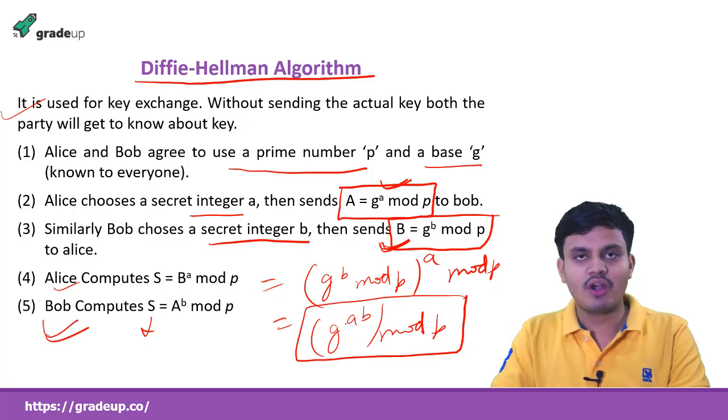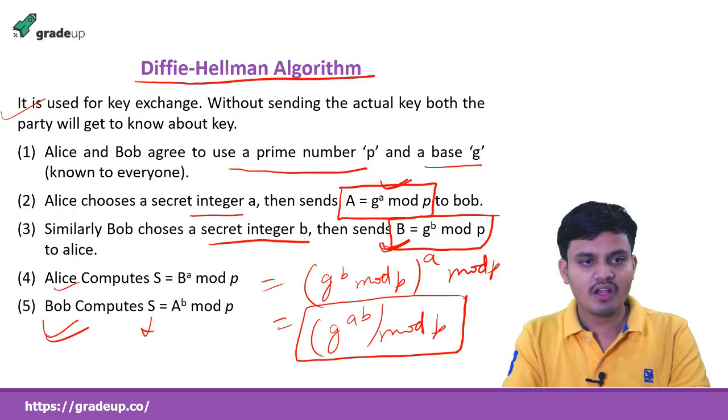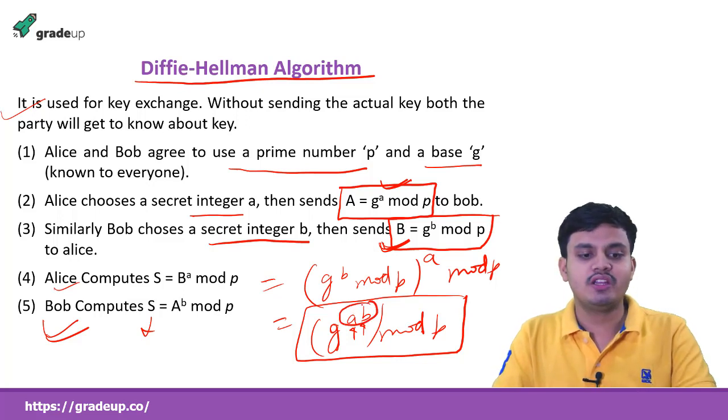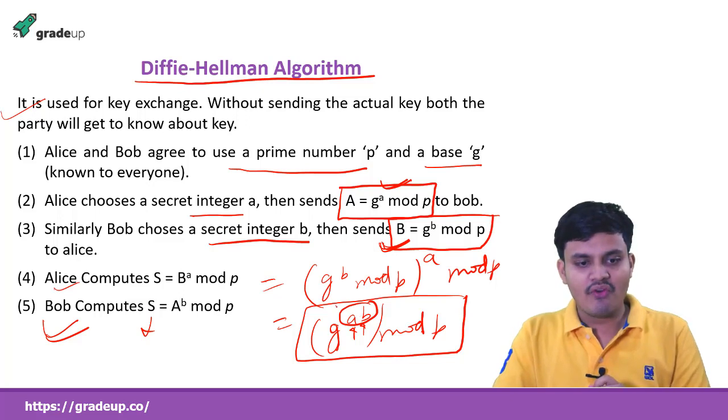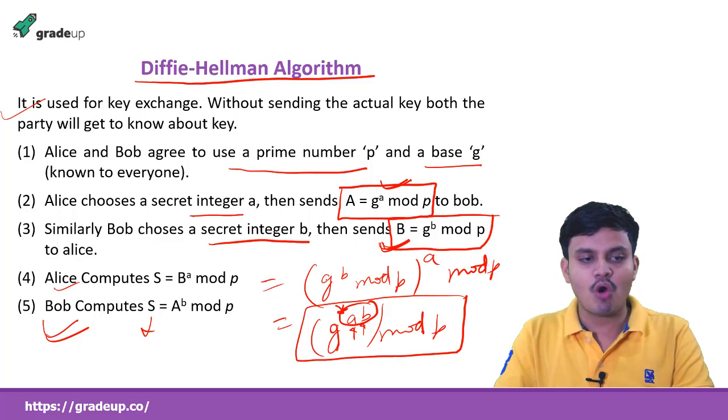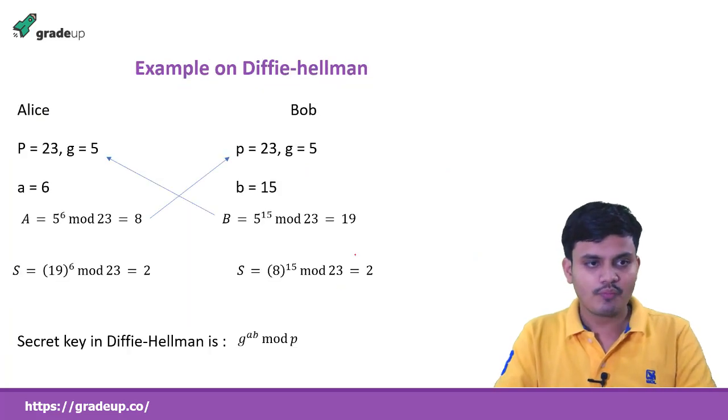So remember what the secret key will be in the Diffie-Hellman algorithm: g power ab, and then we have to take the mod with p. The secret numbers a and b that Alice and Bob choose are the powers of g. So if no one knows the numbers they have secretly chosen, a and b, then only Alice and Bob will get to know about this key.